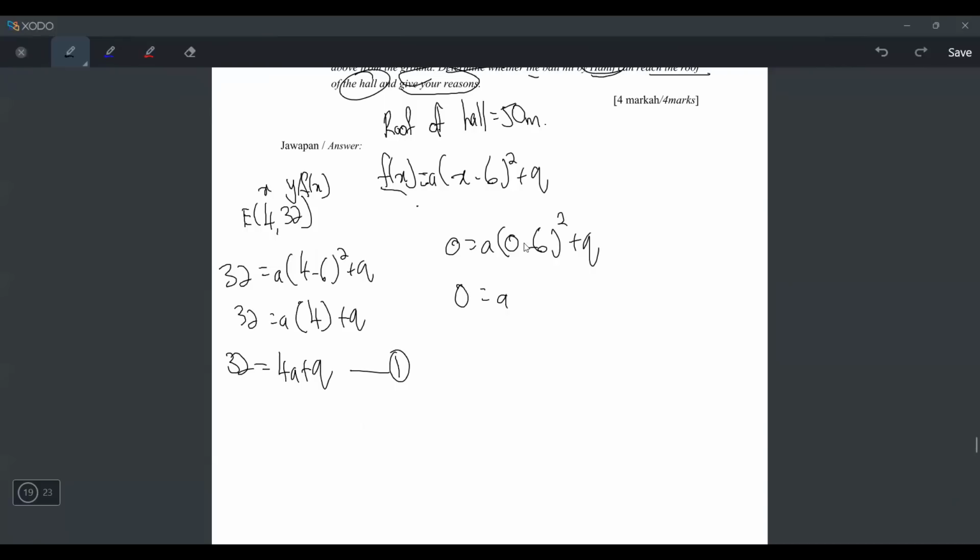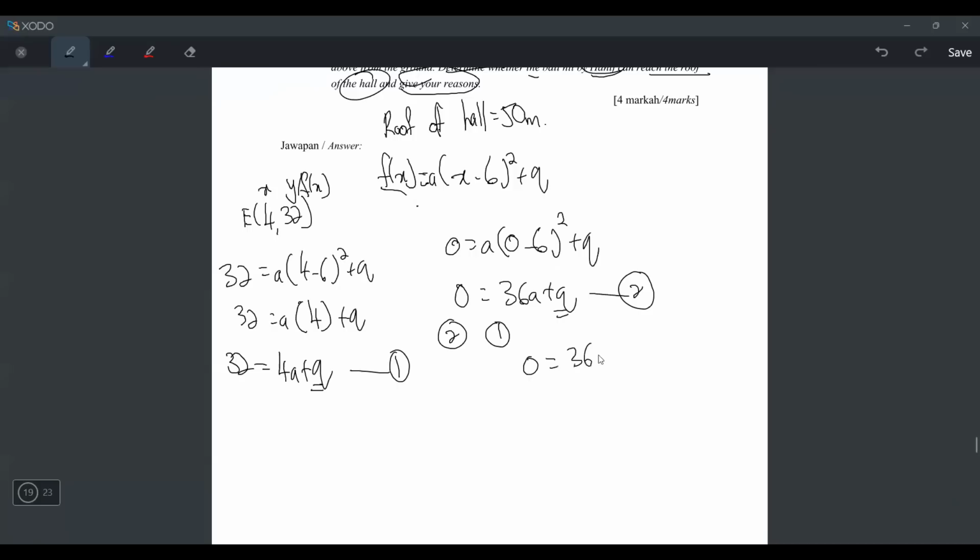So 0 equals A, -6 squared is 36. So just write 36A, and then plus q. And then now I call this equation 2, and now I think I can do what? Simultaneous. But I think we will just use the elimination method because this one is plus q already. They already have the same coefficient. So why not we just take equation 2 minus equation 1.